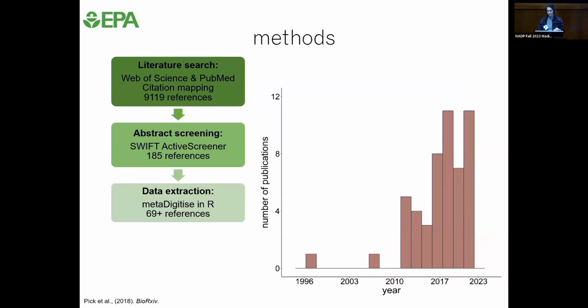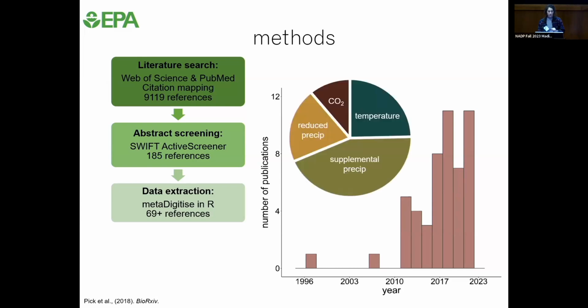And in this histogram I'm showing you, from 1996 to 2023, these are the number of publications that are included in our final study set over time. And we're not actually done extracting 2023 yet, so there's more data coming. We ended up with about 70 references so far. And most of the papers that we found tend to increase precipitation. It's a very easy and cheap thing to manipulate, either through hand watering or those chambers. For CO2, we find fewer papers.